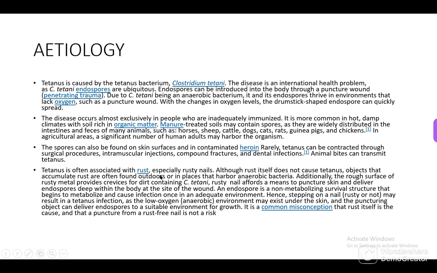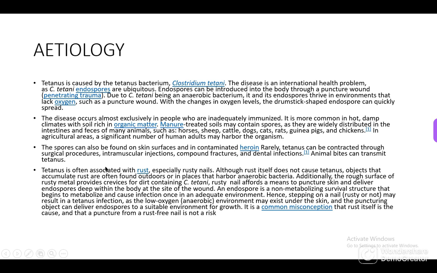The spores can also be found on skin surfaces and in contaminated heroin. Why in heroin? Because heroin is supplied from Afghanistan and is a costly item. It is diluted with bone meal, and the bone meal is a source of infection. That's why pure heroin was not there, as it is a costly substance. The people inject from a vial which is already infected with this bone meal dilution.